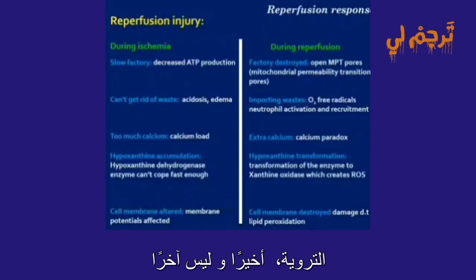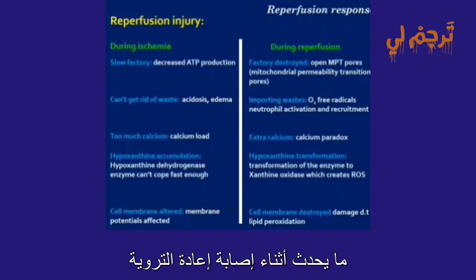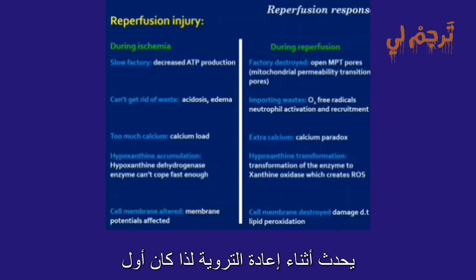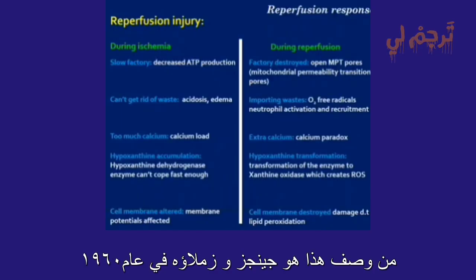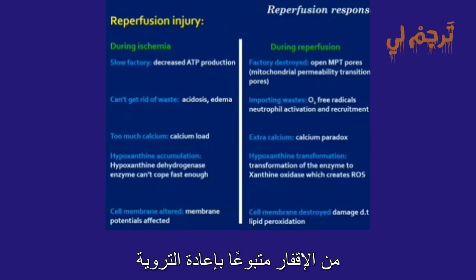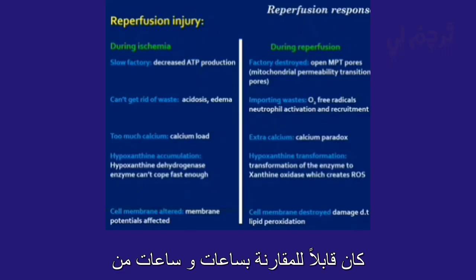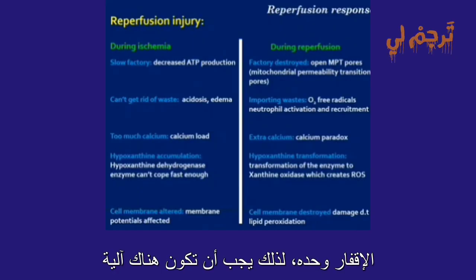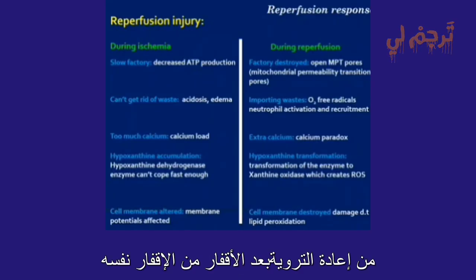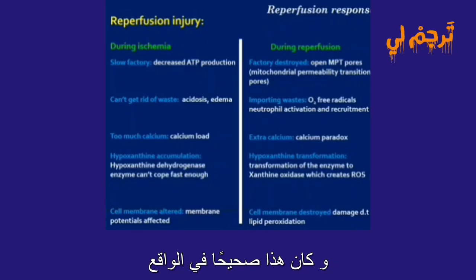Finally, last but not least, what happens during reperfusion injury? We understood now what happens during ischemia. We need to understand what happens during reperfusion. The first to describe this was Jennings et al. in 1960. He noticed that 30 to 60 minutes of ischemia followed by reperfusion was comparable to hours and hours of ischemia alone. So there must be a mechanism which is actually more injurious to the heart, ischemia reperfusion, than the ischemia itself. And this was true.